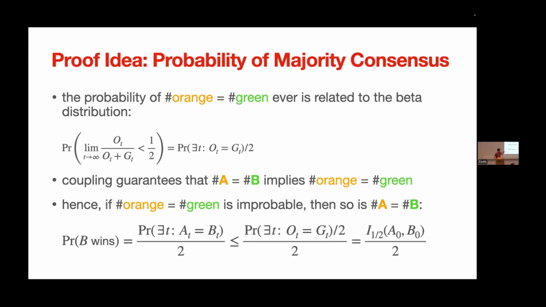And then we have the bottom line here, so that the probability of B winning, the error that the initial minority would still be able to flip the majority and win, is the first thing we already did on the last slide, then the implication. And now the last one here is related to what's called I 1/2 of A0 and B0. This is the CDF, the cumulative distribution function of the beta distribution.